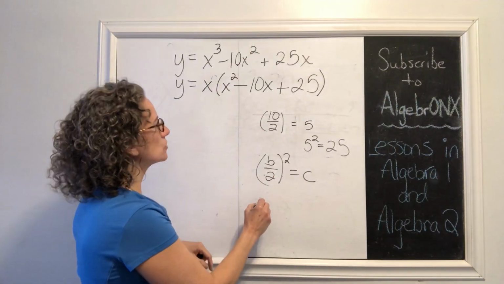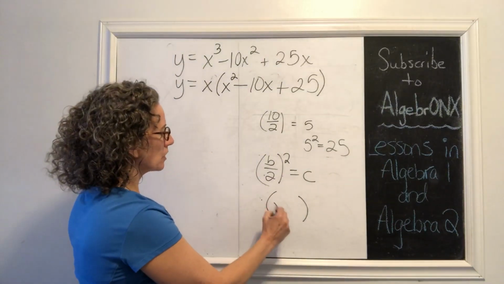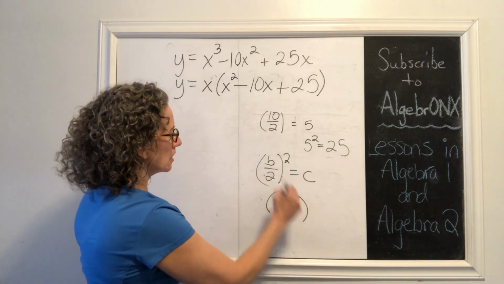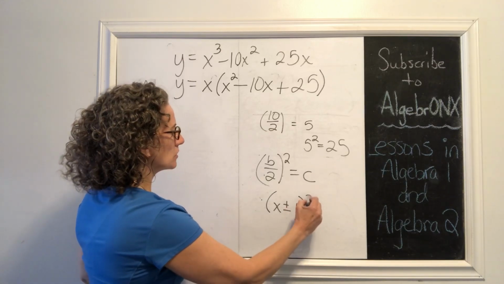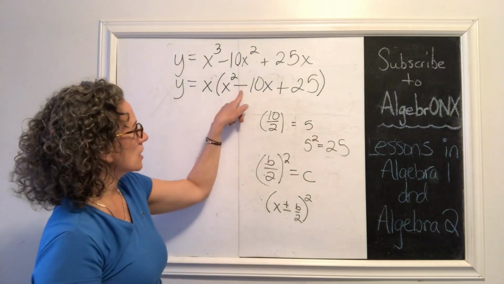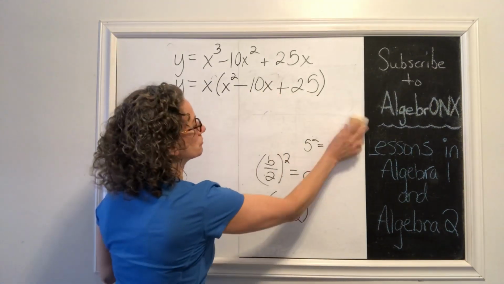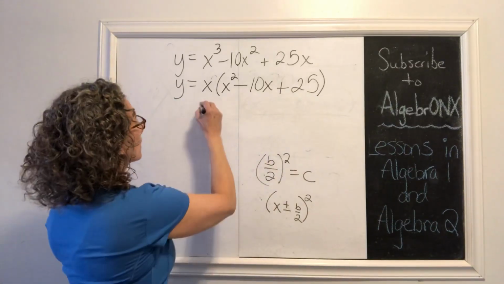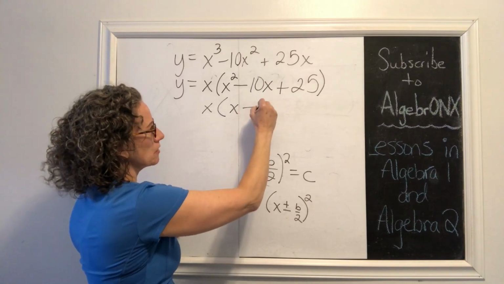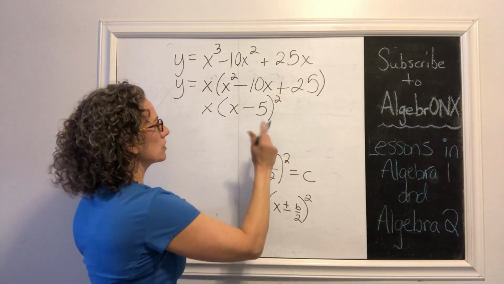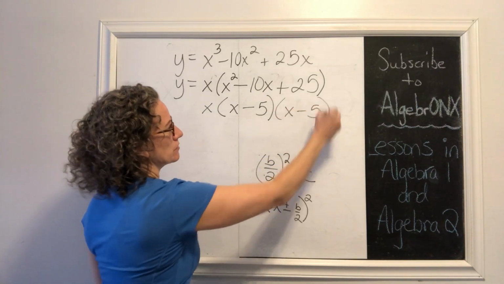Okay, and that leads you to a perfect square binomial, which always factors into x, whatever the sign is, plus or minus, and the half number, so b over 2, and then the quantity squared. So in this case, it's going to be a minus. So I'm going to have x on the outside, which you can't forget, and x minus half of 10, 5, quantity squared, which is the same thing as saying x minus 5 times x minus 5.